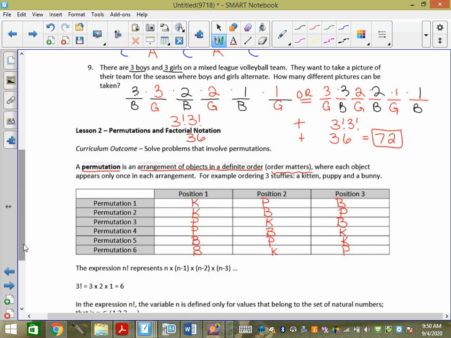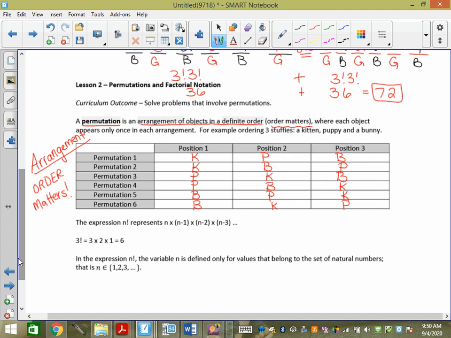So if we have the word arrangement, that is one of the big giveaways. If they do use the word arrangement, that order matters. And if order matters, it's a permutation. So if I'm arranging anything in a specific order, if I'm taking a picture of something, then order matters. Then it's a permutation. Okay?